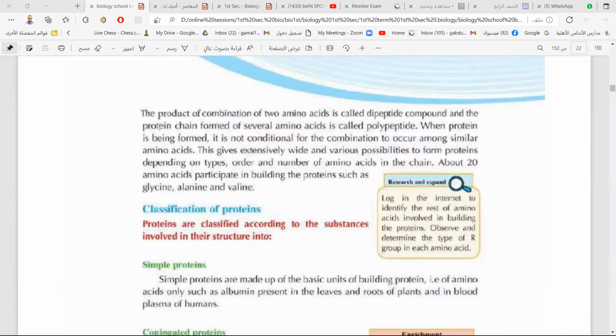The product of a combination of two amino acids is called a dipeptide compound, and the protein chain formed of several amino acids is called a polypeptide chain. When many amino acids join together, they make a polypeptide chain. But when only two amino acids join together, they make a dipeptide molecule.